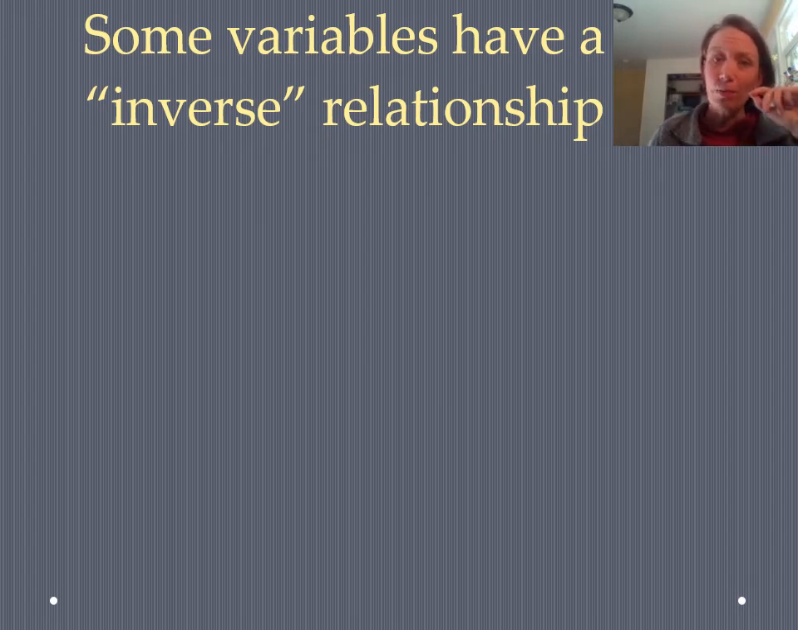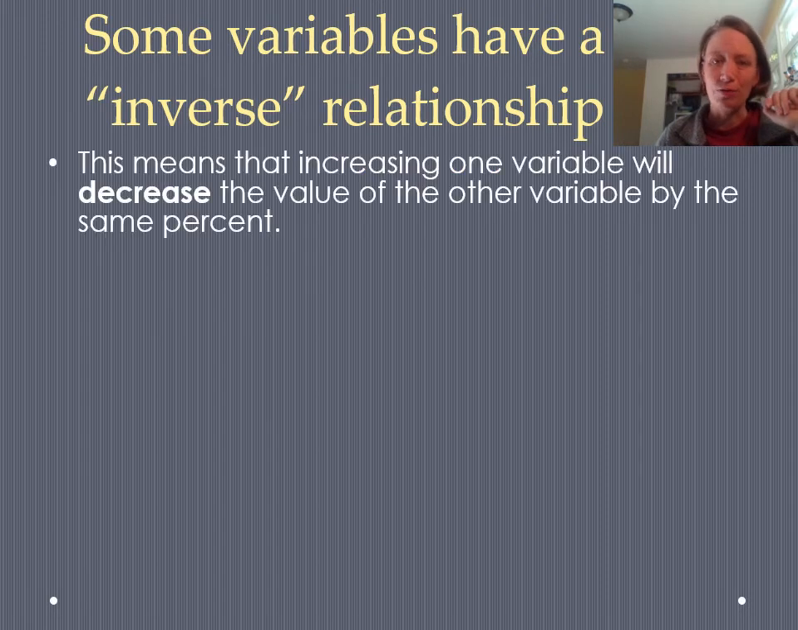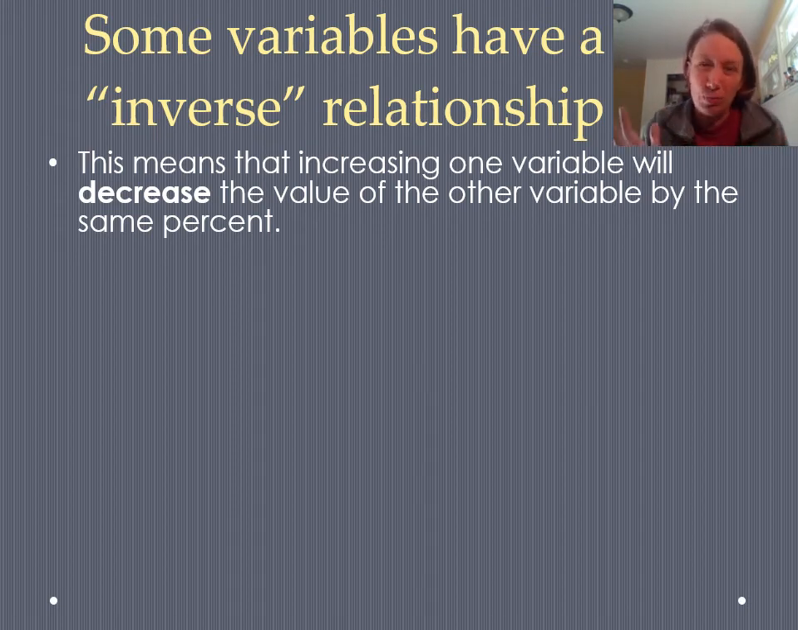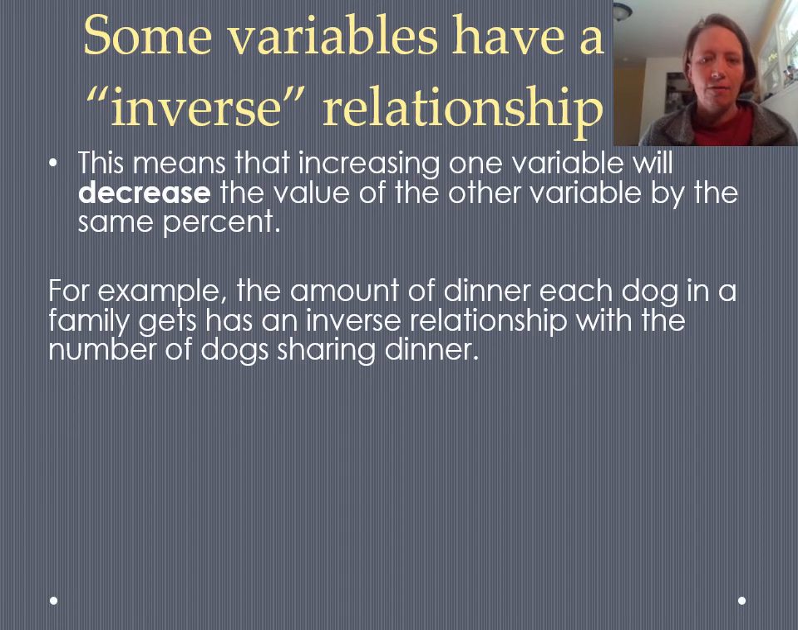And then some variables have what's known as an inverse relationship, which again, you may or may not be familiar with from math class. In inverse relationships, increasing one variable causes the other variable to decrease by a reciprocal or similar percent. For example, the amount of dinner each dog in a family gets has an inverse relationship with the number of dogs sharing the dinner.